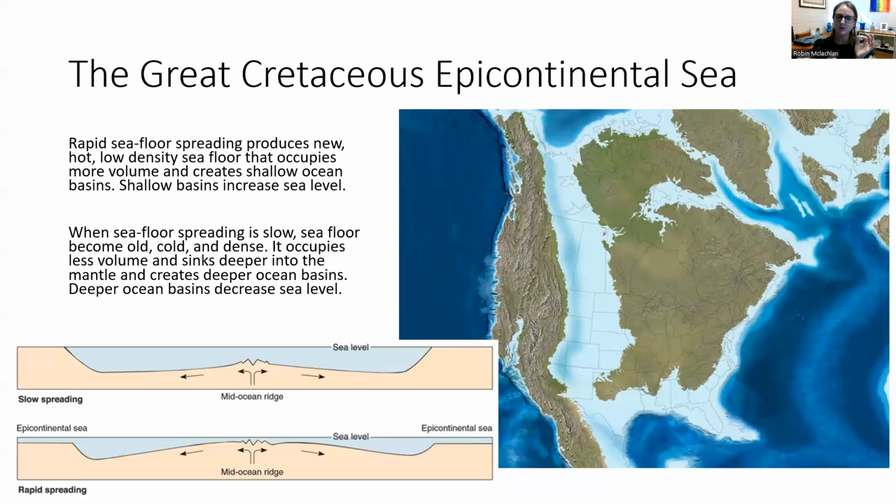All right, so a little bit counterintuitively, fast rates of seafloor spreading create a shallow ocean basin and high sea level, whereas slow rates of seafloor spreading create a deep ocean basin and low levels of sea level.